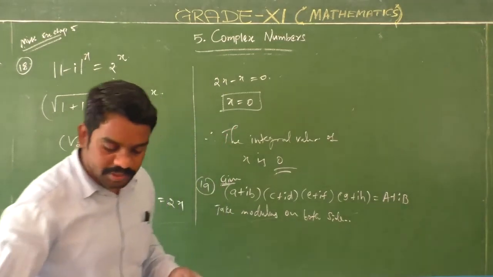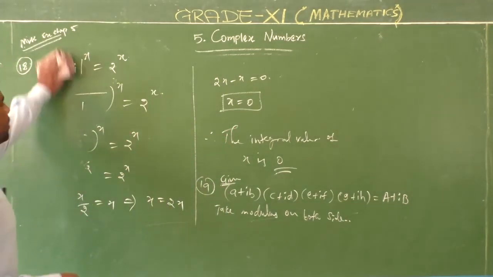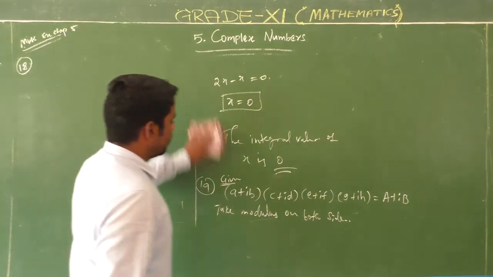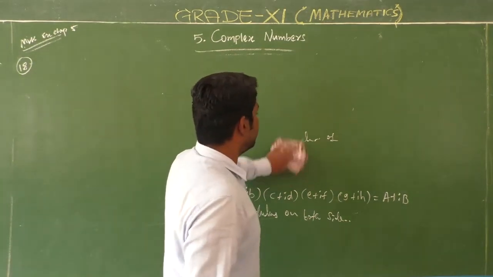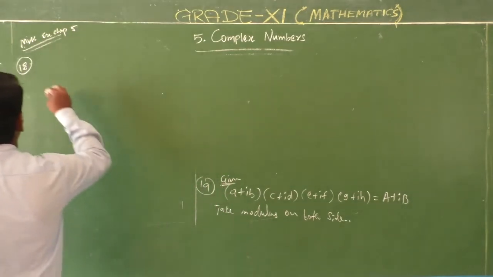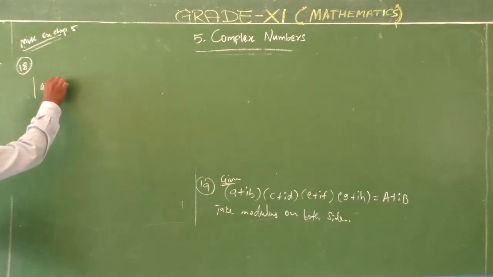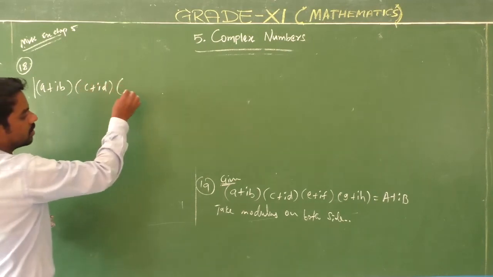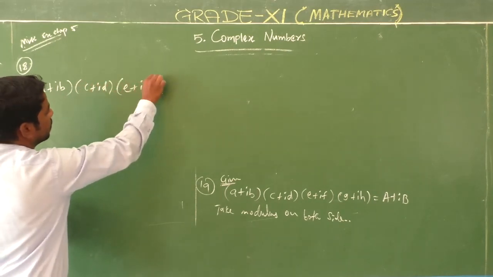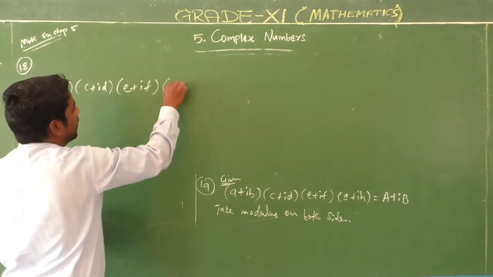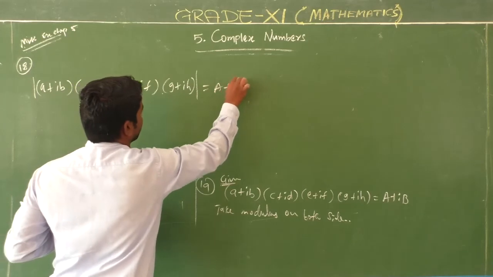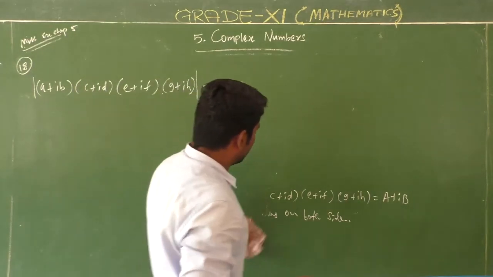Right. And the modulus of this complex number (a plus ib) into (c plus id) into (e plus if) into (g plus ih) is equal to capital A plus ib.